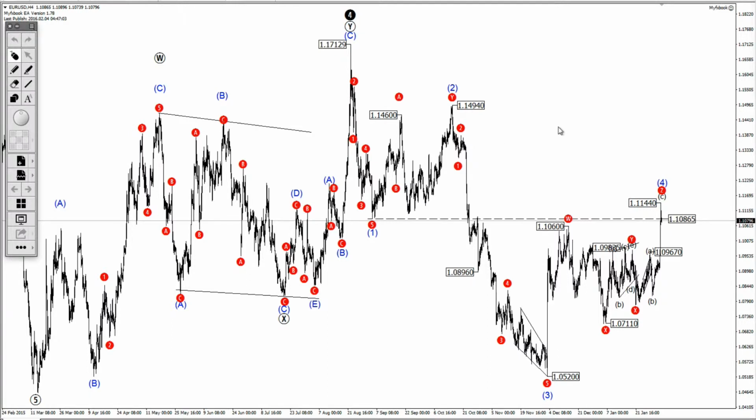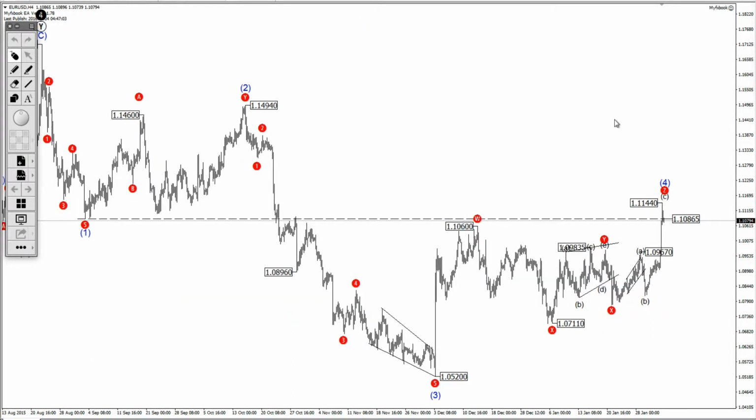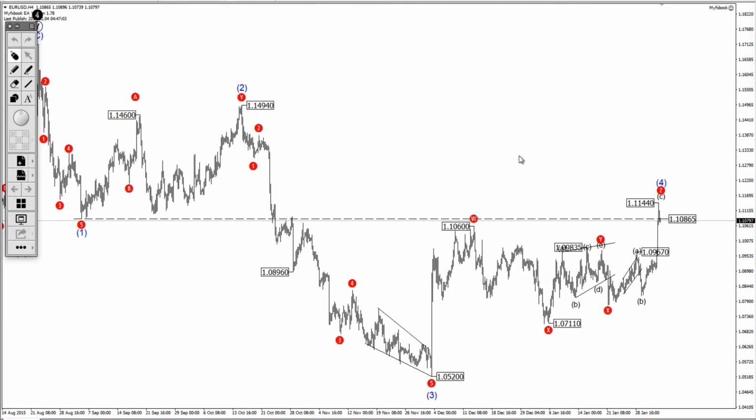Now this chart is quite messy with all of these labels, but I just wanted to show you how long we have been making this structure. So if we zoom a little bit in. So now, since we have violated the 110.865 level, we can now of course conclude that one of the two options is more likely to be the case.